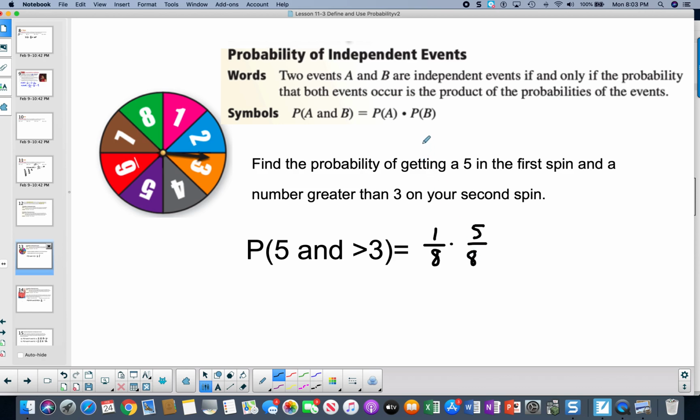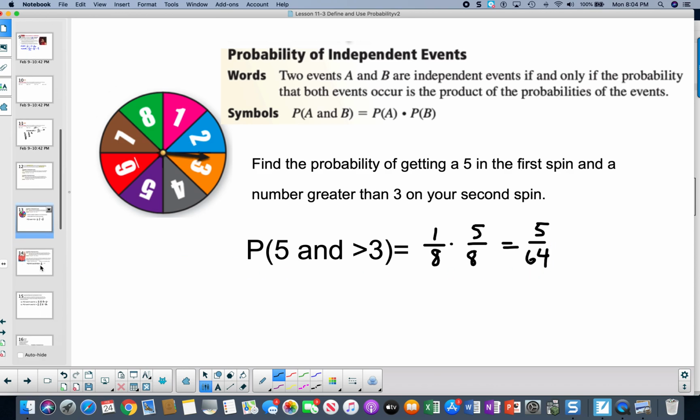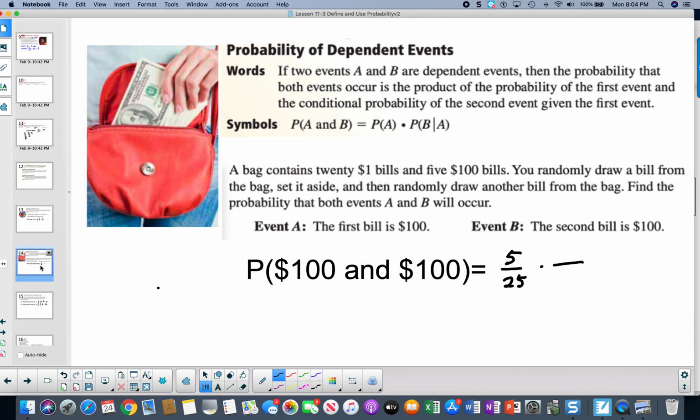So we're going to take a look at this formula, and we're going to use that. And this answer is going to be 5 out of 64. This is the probability of getting a 5 and greater than 3. Let's take a look at this. Now this is an example of dependent events.